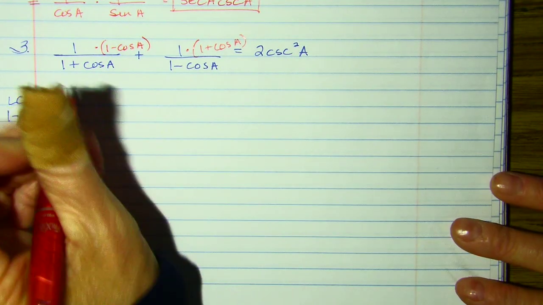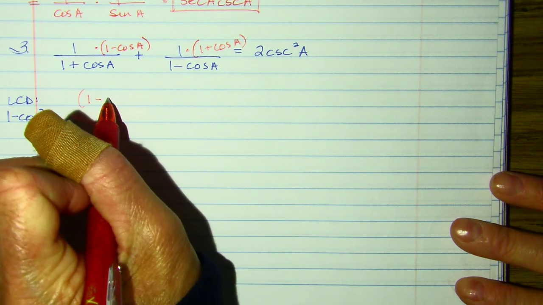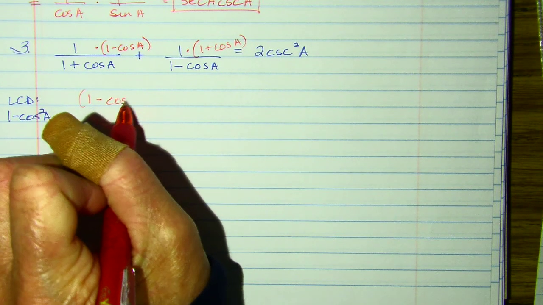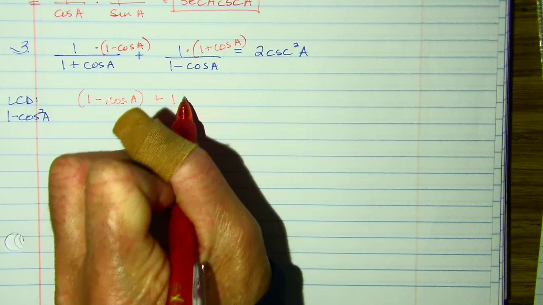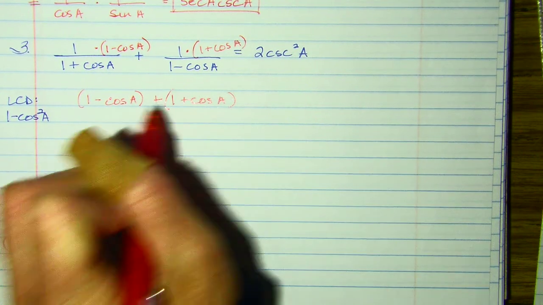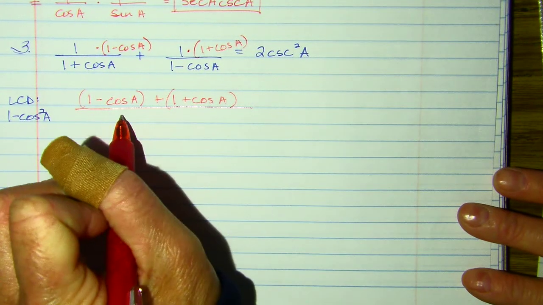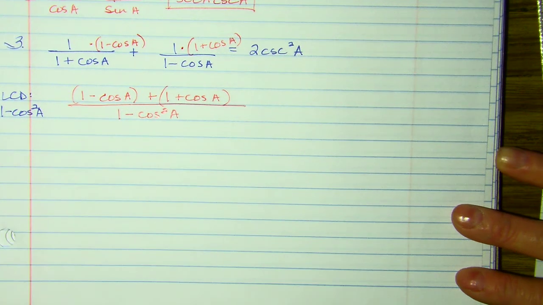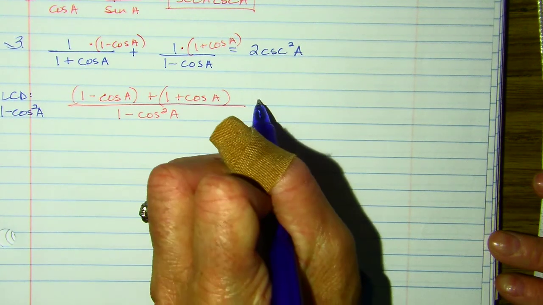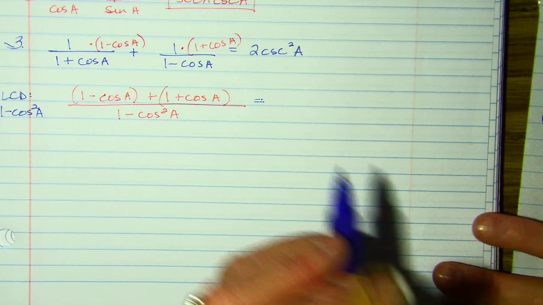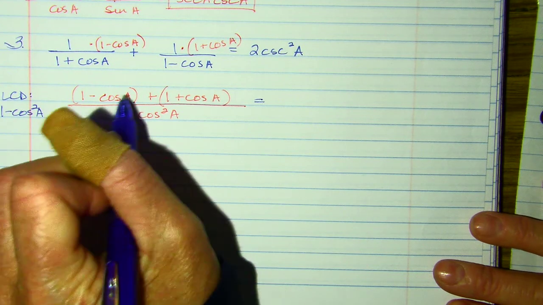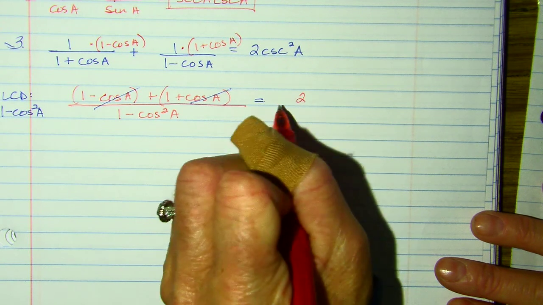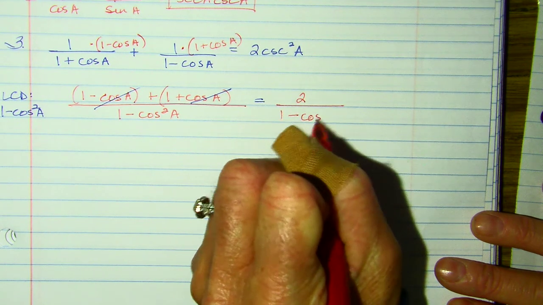and I'm going to have to multiply this fraction by 1 plus the cosine of A. So I get 1 minus the cosine of A plus 1 plus the cosine of A over 1 minus the cosine squared of A, because that's my least common denominator. So in the top, I'm going to combine like terms, and the cosines cancel, and I have 2 over 1 minus the cosine squared of A.